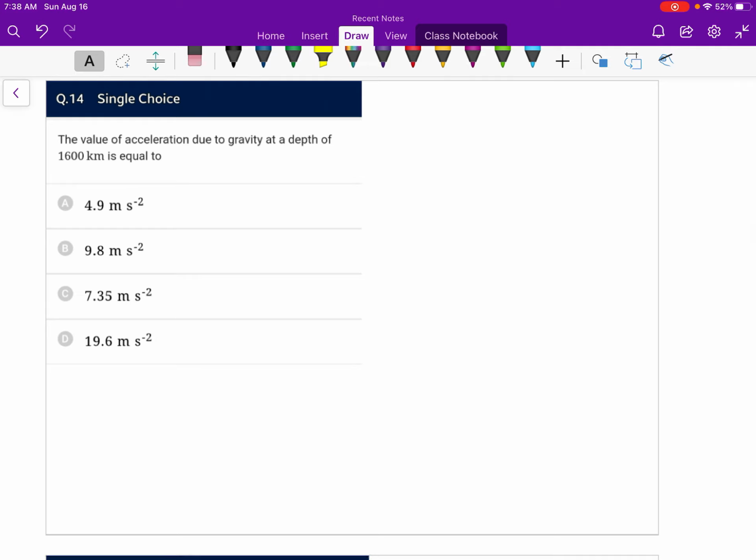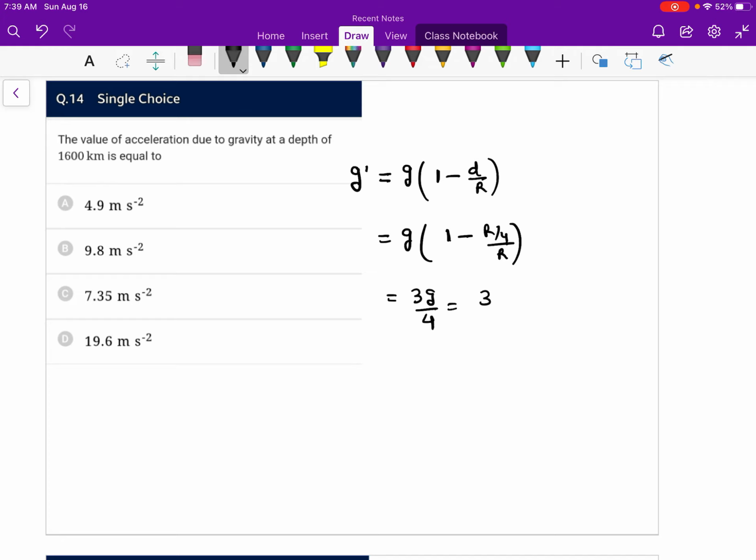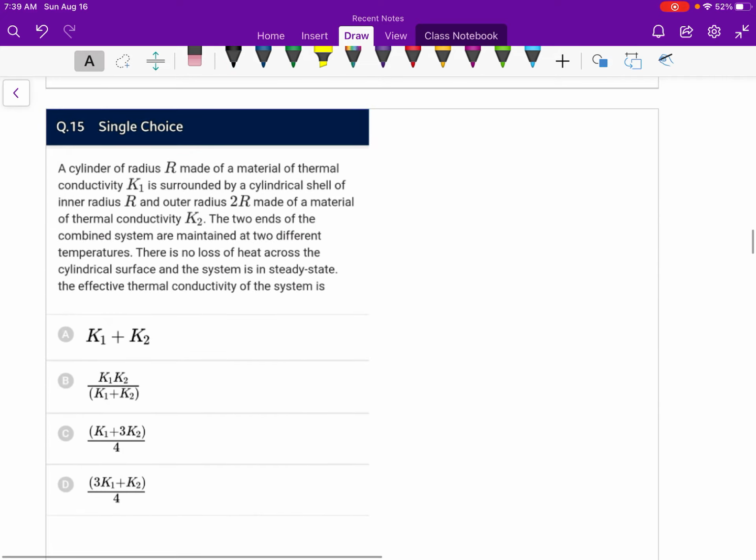The value of acceleration due to gravity at a depth h is equal to... g at depth d is g on the surface times (1 minus d by R). So this is g times (1 minus (R by 4) upon R). So that is 3g by 4, that is 3 by 4 into 10, which is 7.5 meter per second squared. So the closest option is 7.35 meter per second squared.